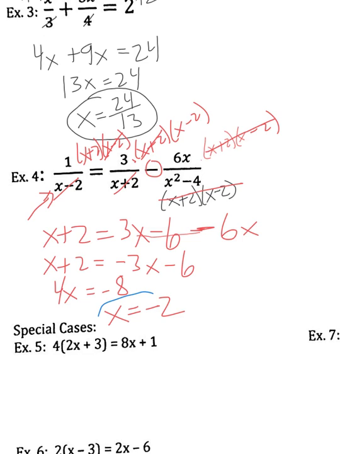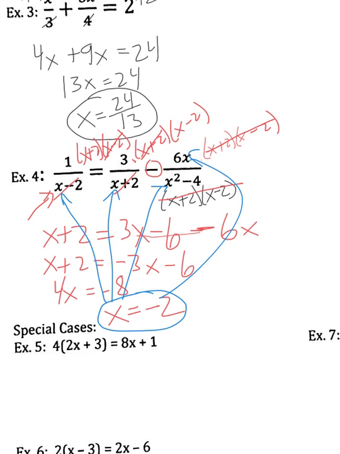Think about what happens if we plug negative 2 into the original equation for all the x's. Here, here, and here. Think about what's going to happen. Look at what happens in this second fraction. If you plug negative 2 into x down there, think about what you get in the denominator. You're going to get 0 in the denominator. Anytime you have 0 in the denominator, that's bad news.